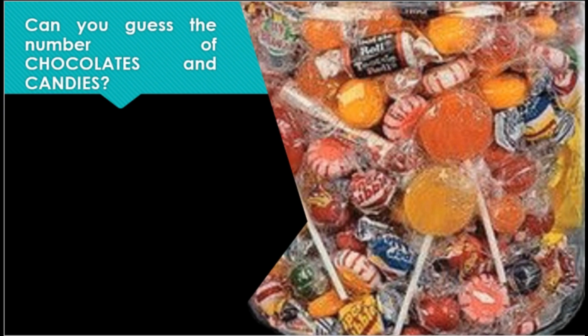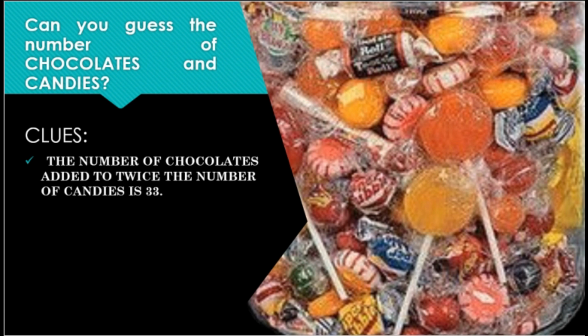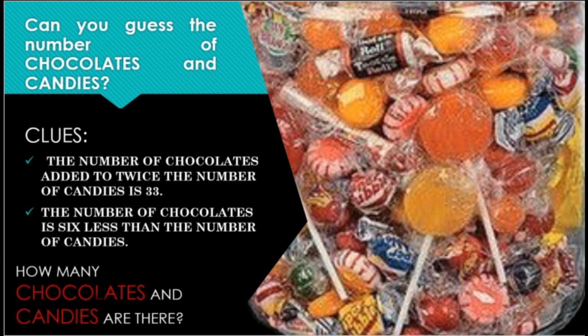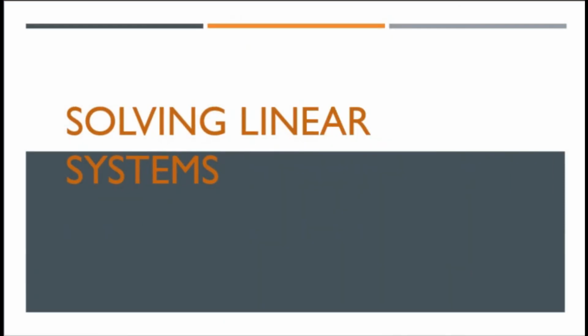Let's have another activity, the guessing game. Can you guess the number of chocolates and candies? Here are the clues. Clue number 1. The number of chocolates added to twice the number of candies is 33. Clue number 2. The number of chocolates is 6 less than the number of candies. How many chocolates and candies are there? Comment your answer below. Let us now start our lesson, solving linear systems algebraically.